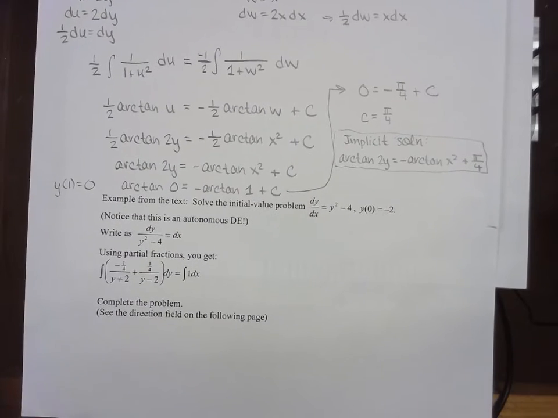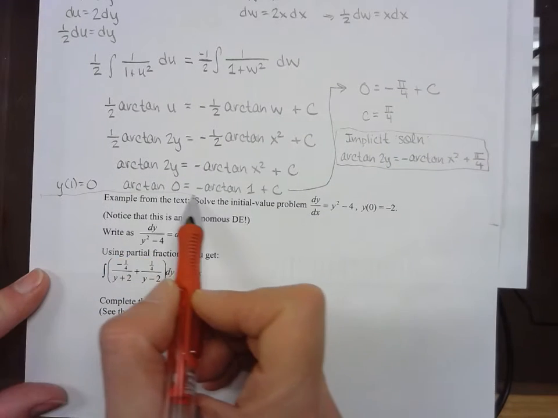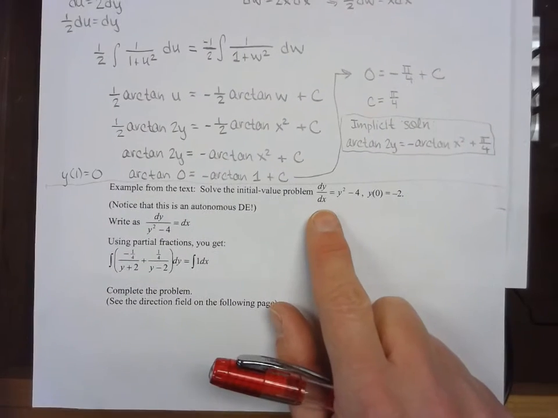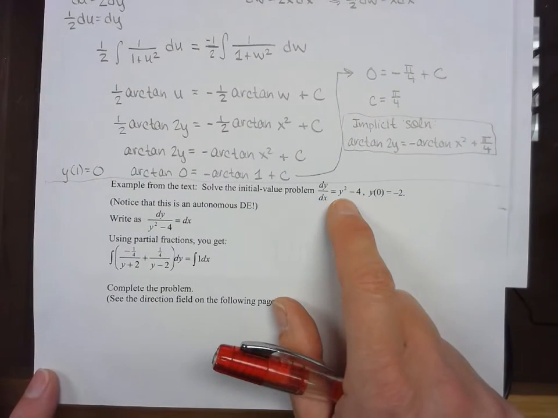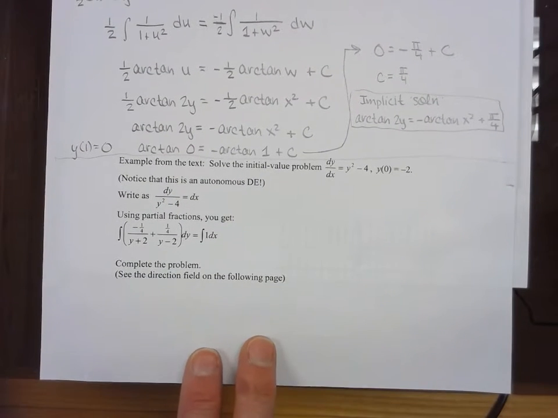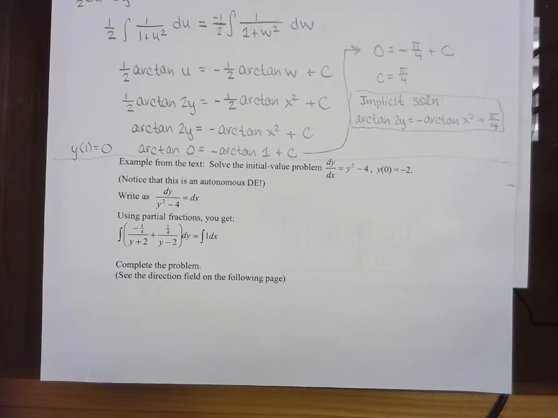Okay, and then an example from the text. It says solve this initial value problem: dy/dx equals y squared minus 4, and the initial condition is y of 0 equals negative 2. Notice that this is an autonomous differential equation, which is what we covered in 2.1, where dy/dx was only a function of y, and we found the critical points, and then we saw whether that was an attractor, repeller, or semi-stable.